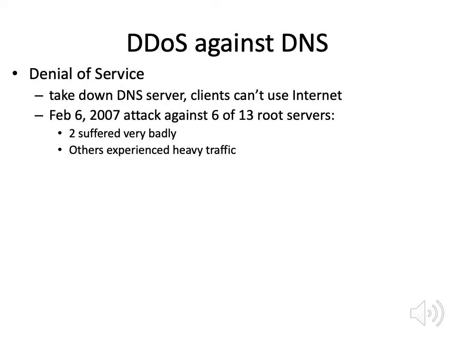One thing you can do: DNS is a network service that everybody uses. As I said, there are only 13 root servers, and that's not that many servers for the whole internet. So if you can do a big denial of service attack and take down the root servers, then nobody can use the internet because nobody can look anything up. In 2007, 6 of the 13 root servers were attacked via a distributed denial of service attack that really slowed the whole internet down.